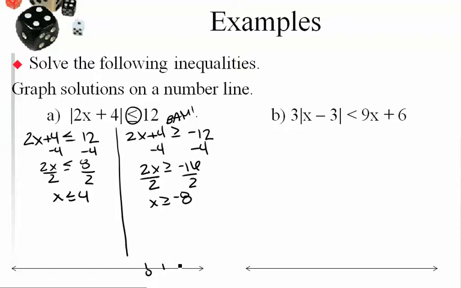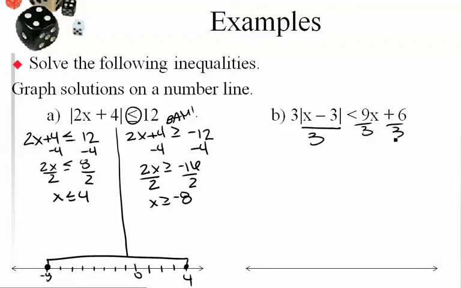When dealing with a number line, please remember that you can make it work for you. 2, 3, 4, 5, 6, 7, 8, negative 8. Greater than or equal to, or less than or equal to, means closed dot, and they should be facing towards each other. So for the second one, we need to isolate first, so you're going to go ahead and divide by 3. So that's the absolute value of x minus 3 is less than 3x plus 2.